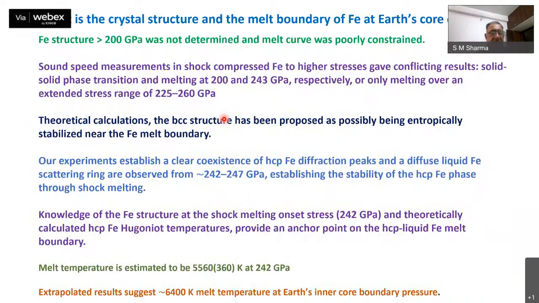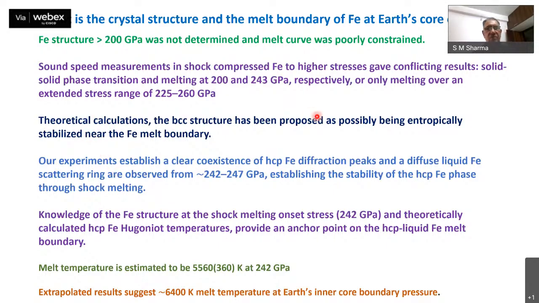I'll just quickly summarize the results that we got. There are, incidentally, a very huge number of experiments which have been carried out here. For example, earlier experiments claimed that somewhere between 200 and 243 GPa, the iron melts over a very large pressure range of almost 40 GPa. There are others who claimed that it undergoes a structural phase transformation in this region.